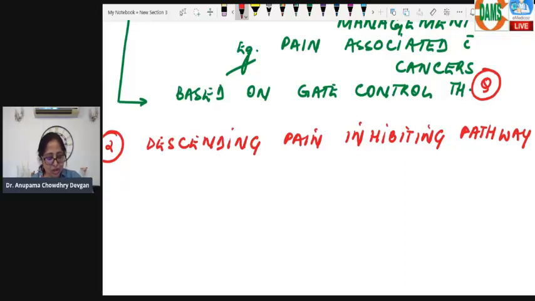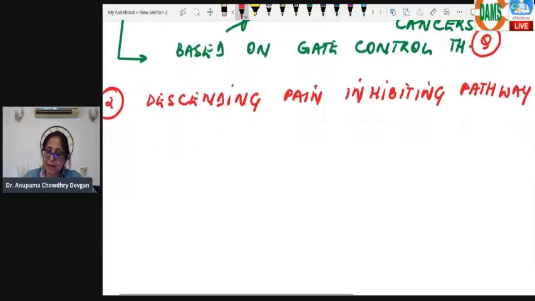Lamina 2 and substantia gelatinosa are the same. Acupuncture is not based on this. Acupuncture is a completely different thing, which is not related to this particular mechanism. There are certain points in the body which are excited. Probably could be based on this, but not really. We do not believe acupuncture to be a very scientific mechanism. Yes, all right.